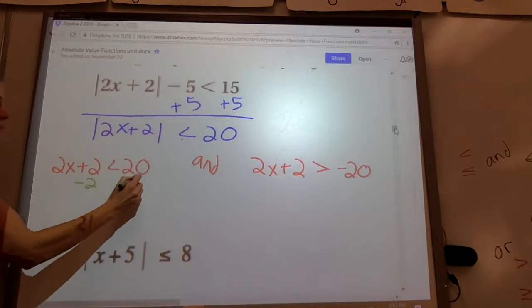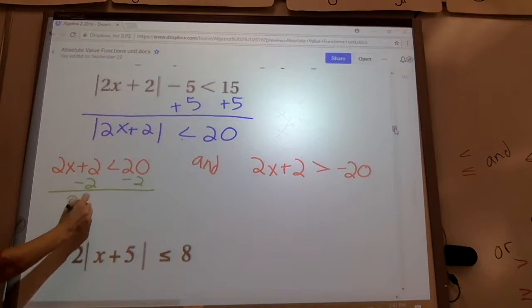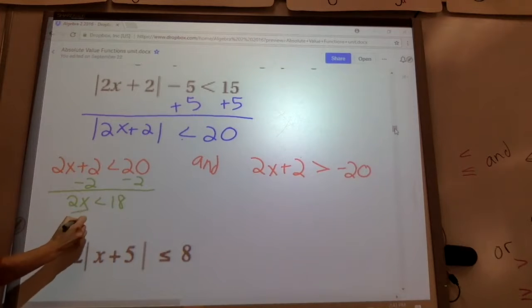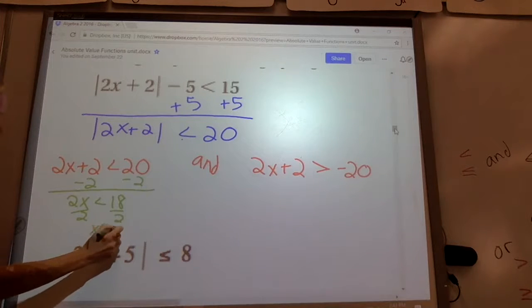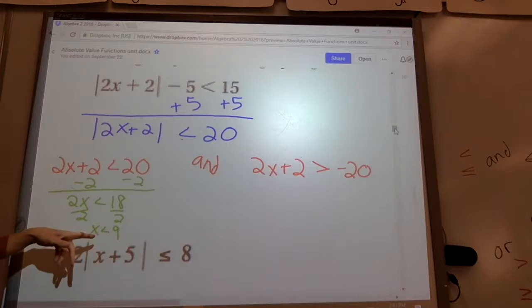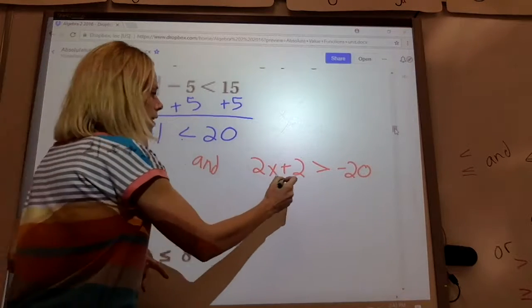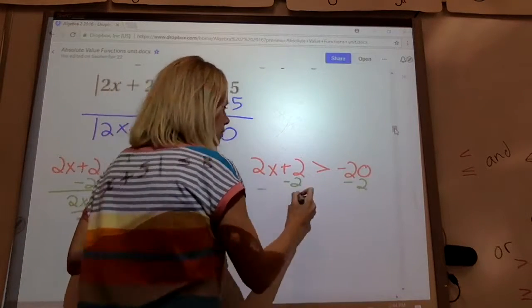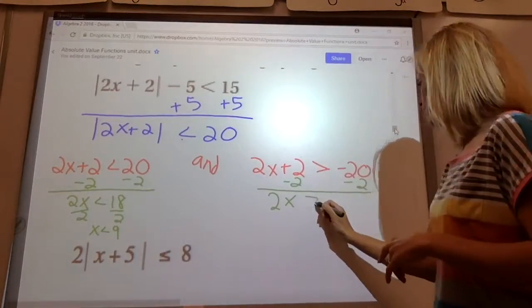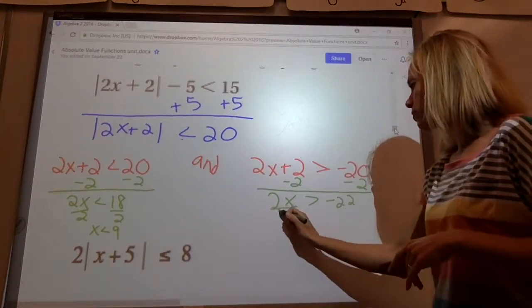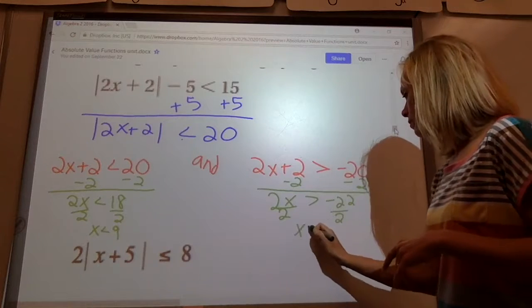So subtract 2, divide by 2. So x is less than 9. And, right, subtract 2 again. Divide by 2.